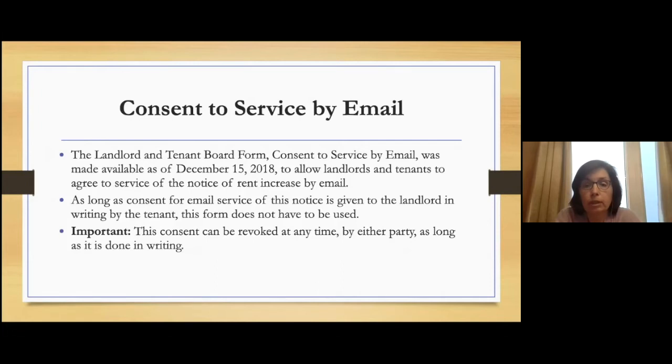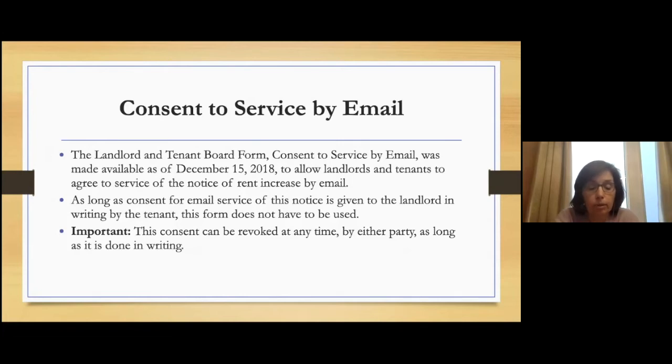As of December 15, 2018, the Landlord and Tenant Board introduced a consent to service by email form that landlords and tenants can use to agree to service of the notice of rent increase by email. It's not a requirement to use this form, but it is suggested that you document the agreement with your tenant using this form in order to obtain all of the required information.